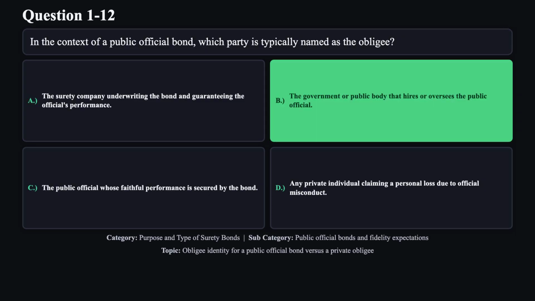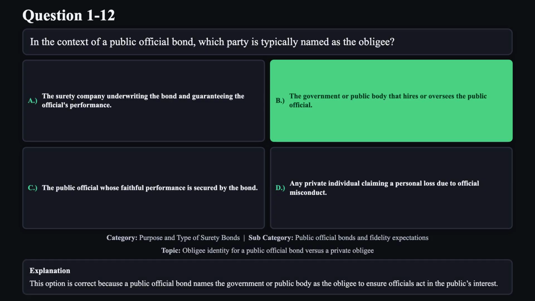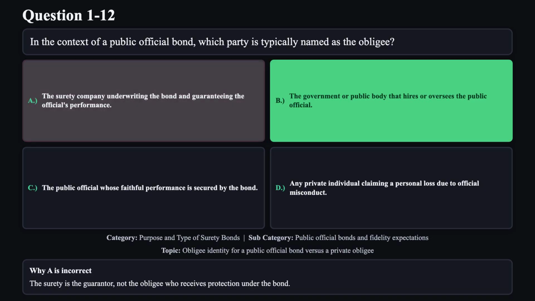The correct answer is B. This option is correct because a public official bond names the government or public body as the obligee to ensure officials act in the public's interest. Reason A is not correct. The surety is the guarantor, not the obligee who receives protection under the bond.